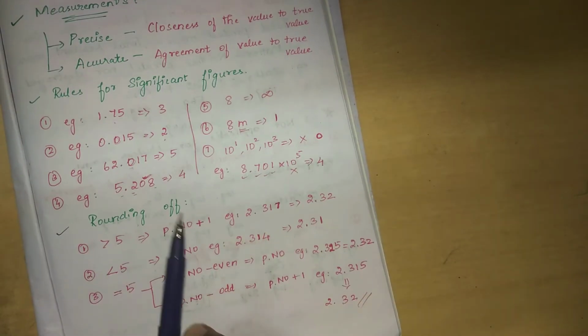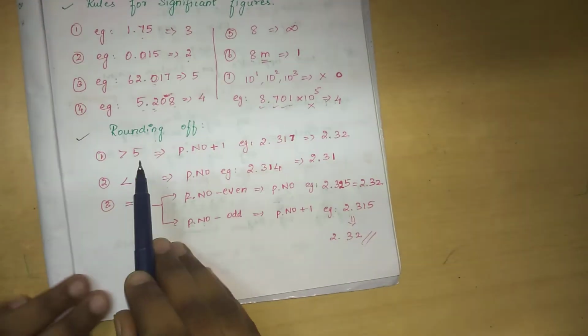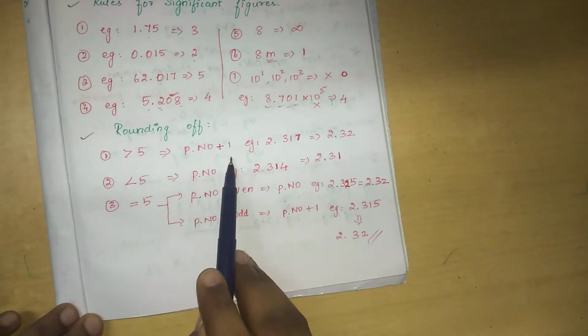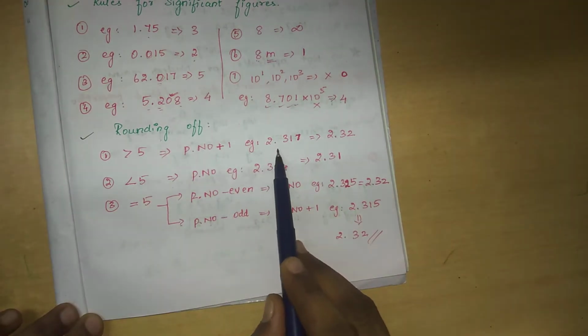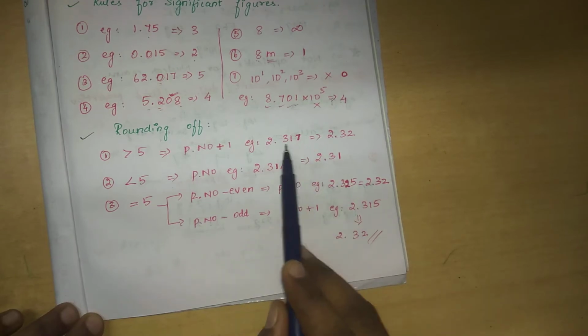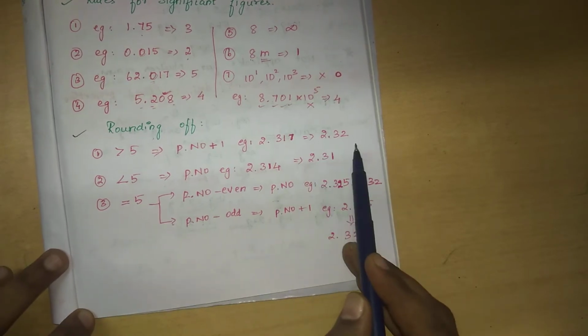Rounding off has 3 rules. The first rule is if the number is greater than 5, the preceding number should be added with 1. For example, 2.317. The last number is greater than 5, so the preceding number should be added with 1 and it becomes 2.32.